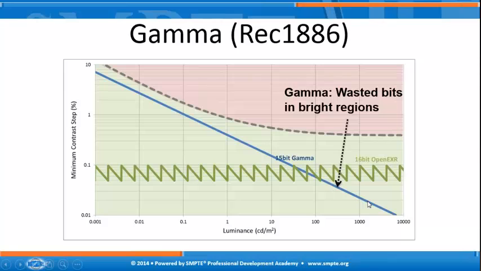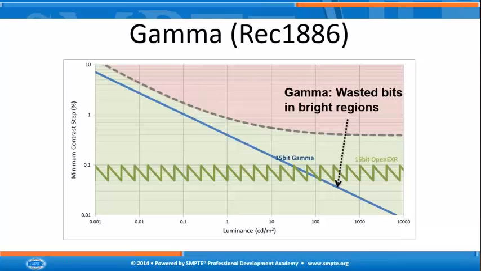This is kind of a well-known response with gamma systems, and essentially what we're doing is we're wasting a lot of bits in the bright regions. We're encoding a lot of extra precision here that we are not going to be able to see. So it's not really giving us any benefit, but it is costing us in terms of code words, which is why we need this large 15-bit precision.